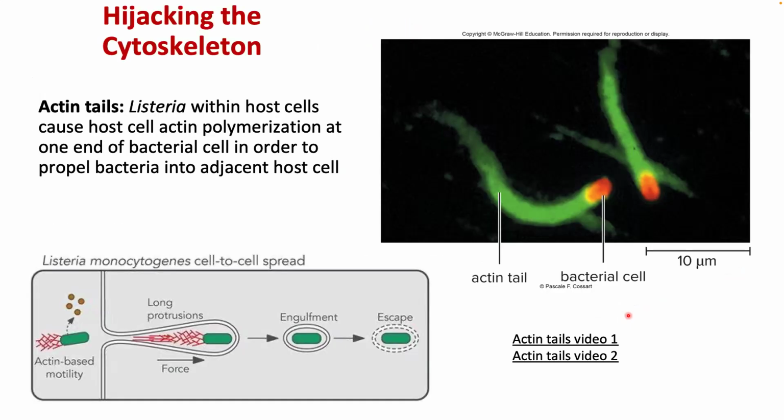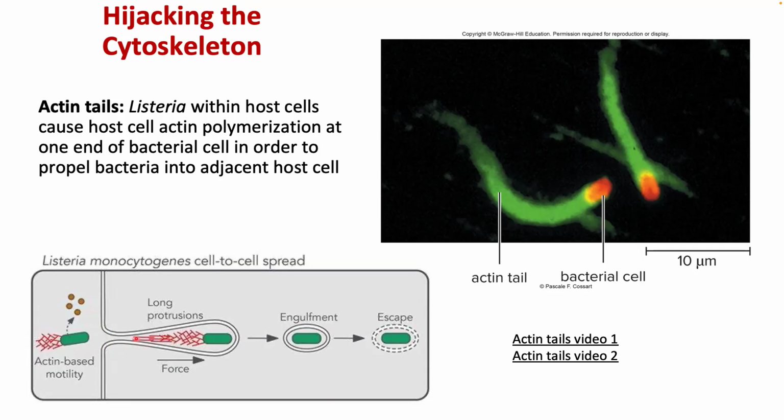So now, in relation to movement, let's talk more about the actin tails. This is basically in Listeria within the host cells. Listeria within each host cell causes host cell actin polymerization at one end of the bacteria cell. So basically, at one end of the bacteria cell there is polymerization of actin, and it's helping this bacteria propel into the adjacent cell.